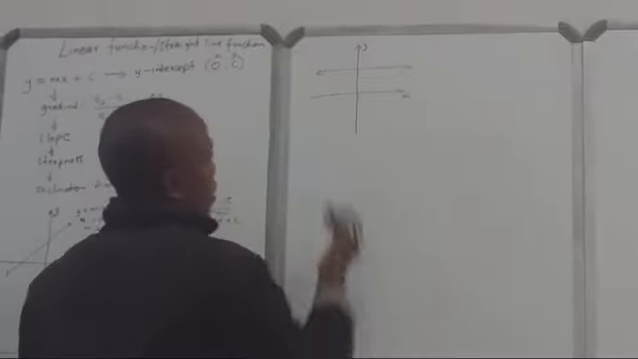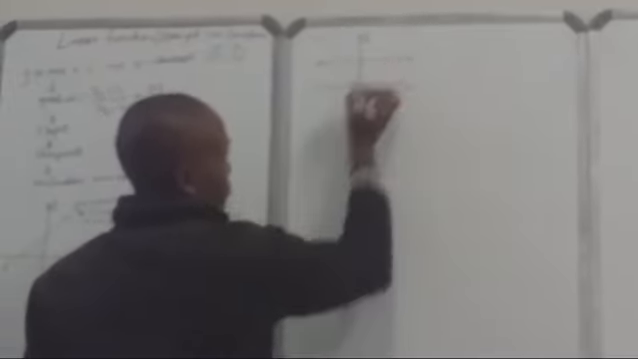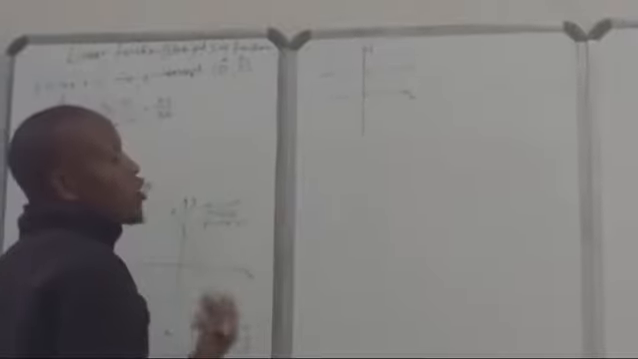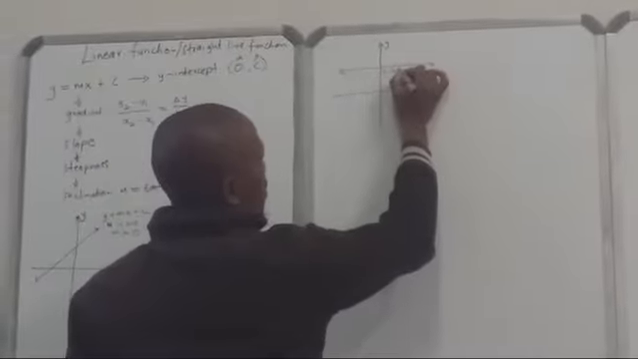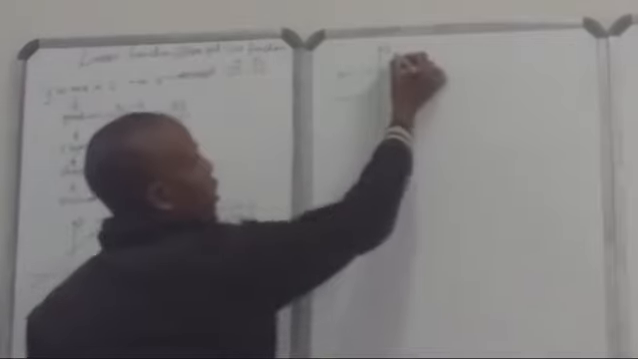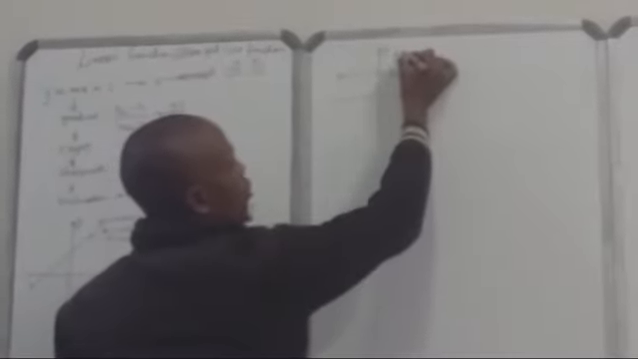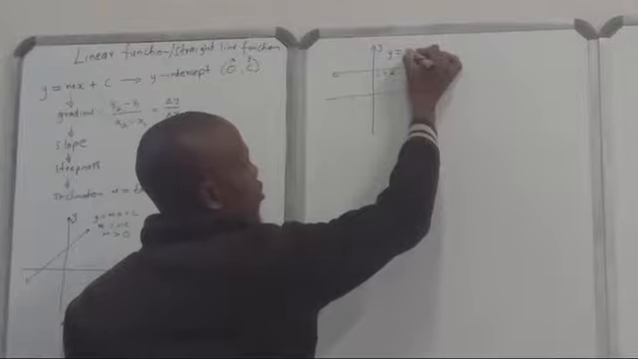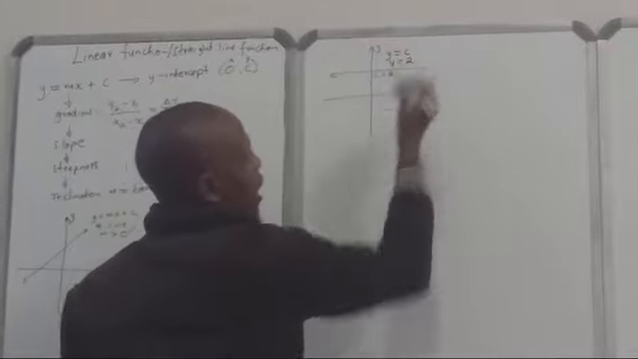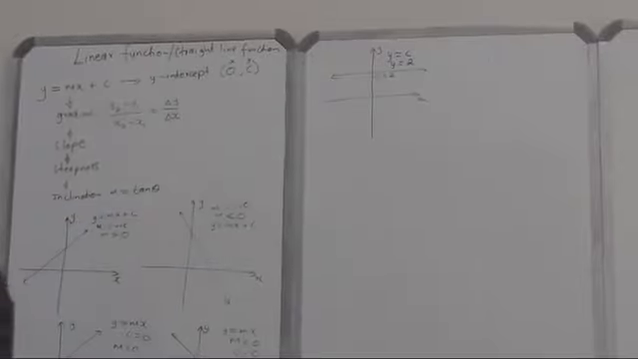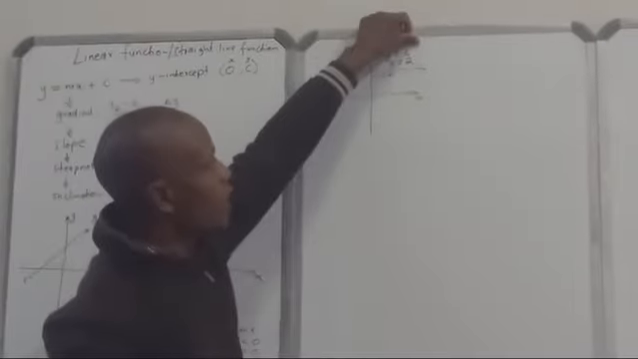When your line is a horizontal line, then it's passing through C. Let's say that C is equals to 2. Therefore, you are going to be having y equals to C, and your C in this case is equals to 2. Now that is the general form.